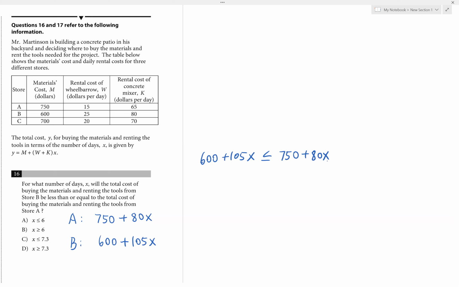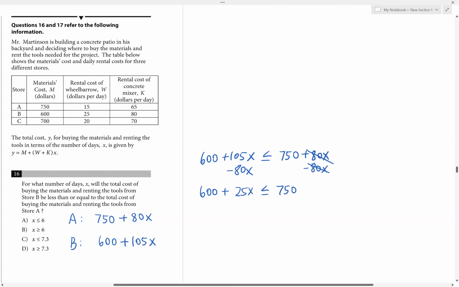Okay, so to solve for X, we can go ahead and do minus 80X on both sides first. That'll cancel out the plus 80X on the right side. So you get on the left side 600 plus 105X minus 80X, which is 25X. This is less than or equal to 750. Okay, and next, we can do minus 600 on both sides. You get 25X less than or equal to 750 minus 600. That should give us 150.